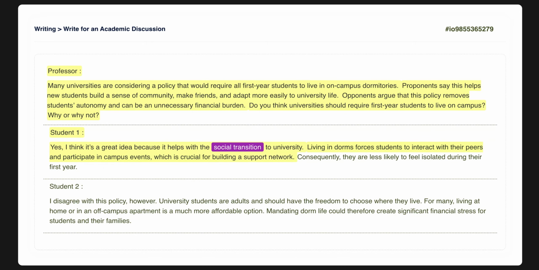a support network. This sentence explains the mechanism of the benefit. The phrase support network is an excellent academic term you can use to describe the friendships and help students find in dorms. Consequently, they are less likely to feel isolated during their first year. Student 1 uses the transition word consequently to show a result. They highlight the prevention of isolation, which is a common problem for new students.